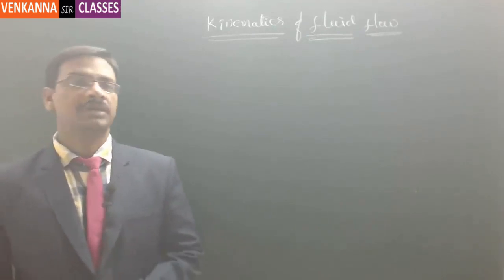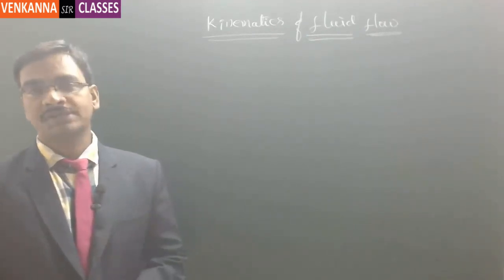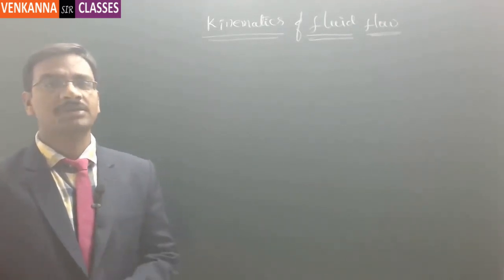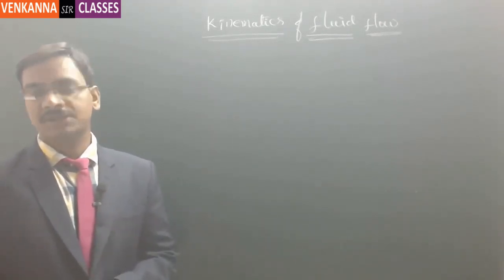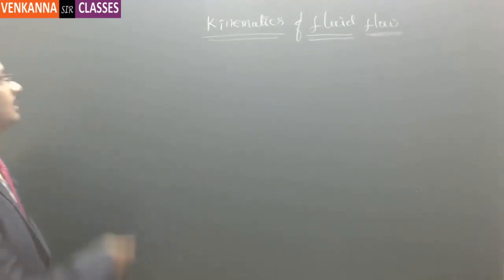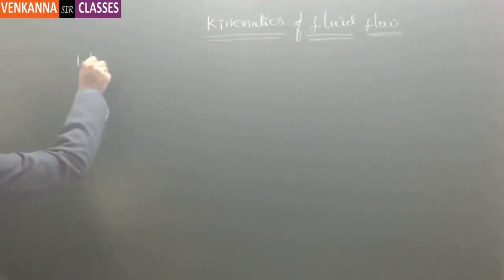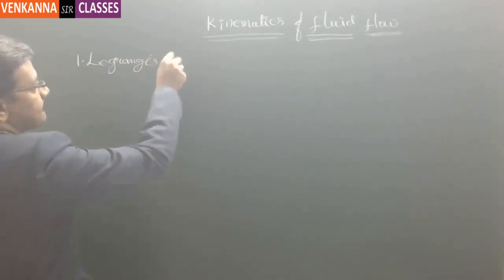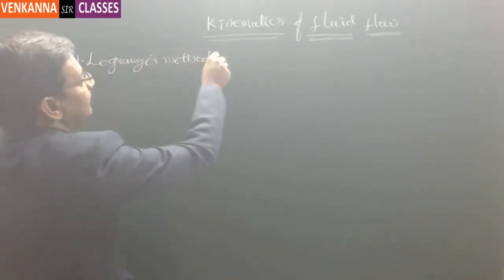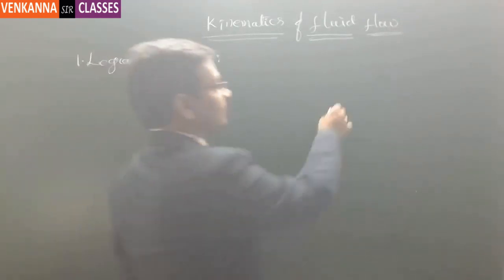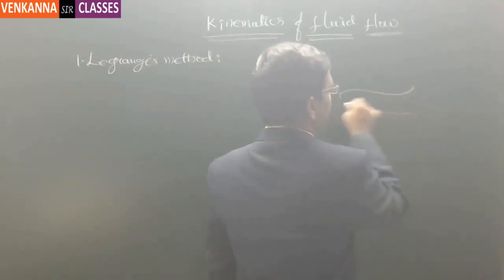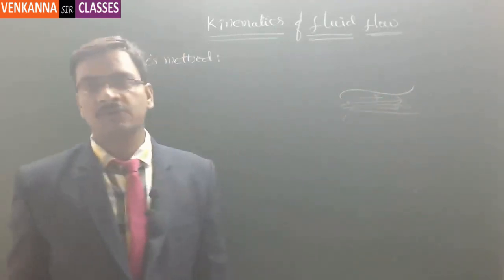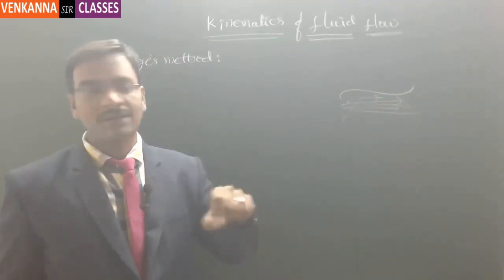Okay, so here actually, there are two persons. One is Lagrange and another is Euler. These are the two people who first gave a methodology. The first one is Lagrange's method. What he suggested is, suppose there is a fluid flow like this, and the fluid flow is happening like this. Now, to analyze this fluid flow, take the fluid particle as the reference.